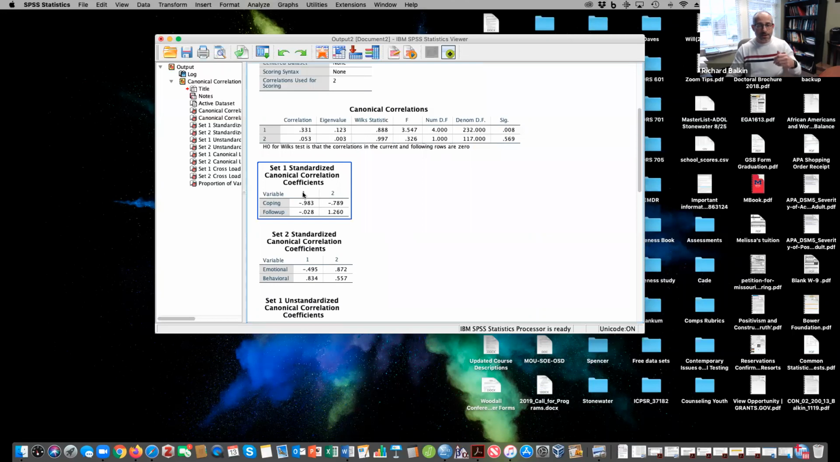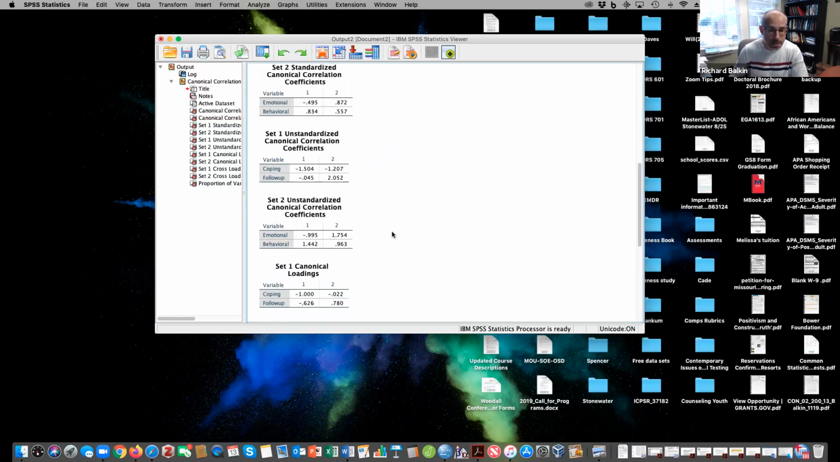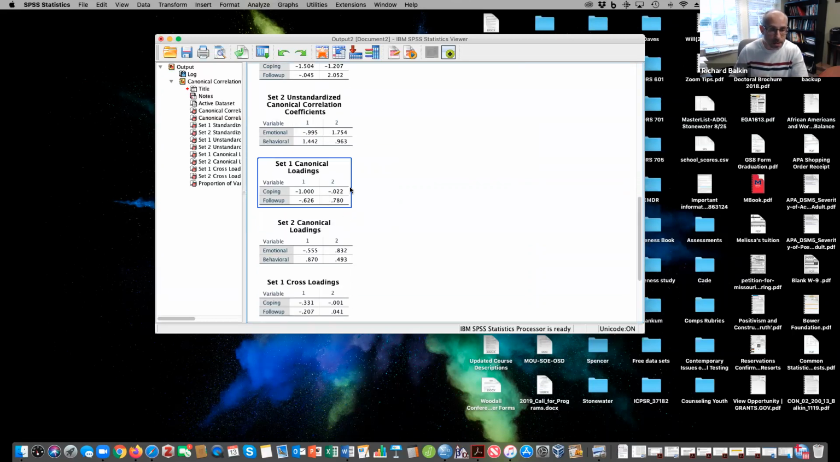I like to pay attention to the standardized canonical correlation coefficients, but first I want to look at the loadings. The canonical loadings are here, and we can see that both coping and follow-up load strongly. Tabachnick and Fidell recommend 0.3 as a cutoff. So both coping and follow-up load strongly, and both emotional and behavioral load strongly. Notice that emotional is negative and behavioral is positive, while coping and follow-up are both negative.